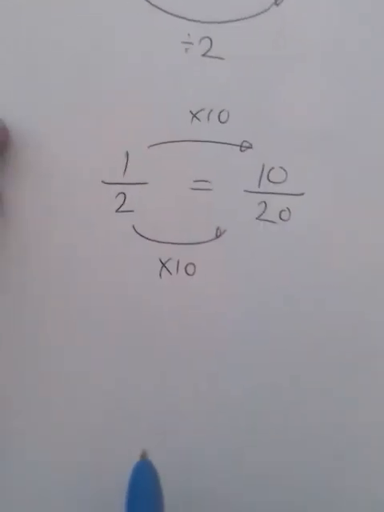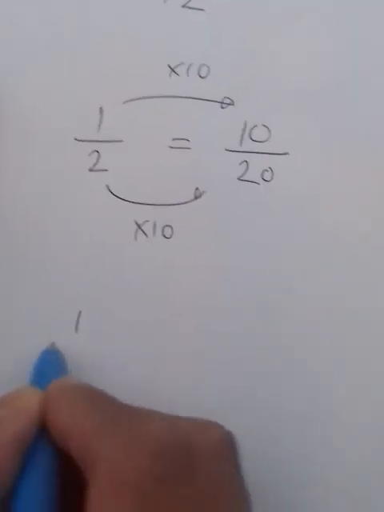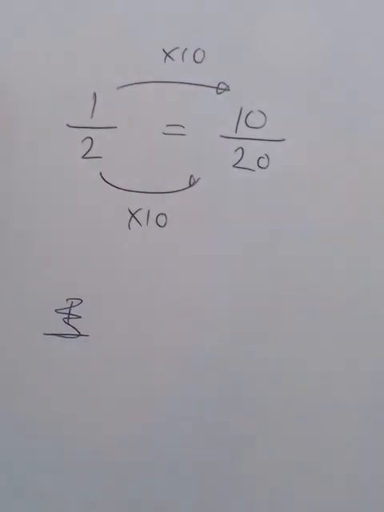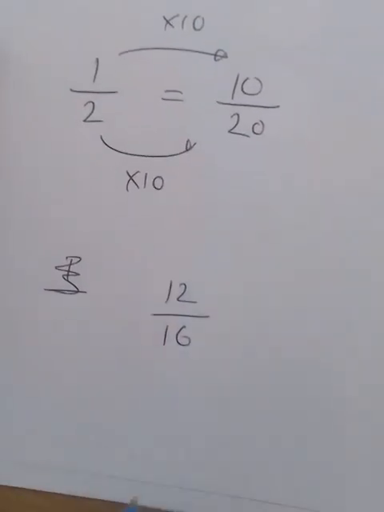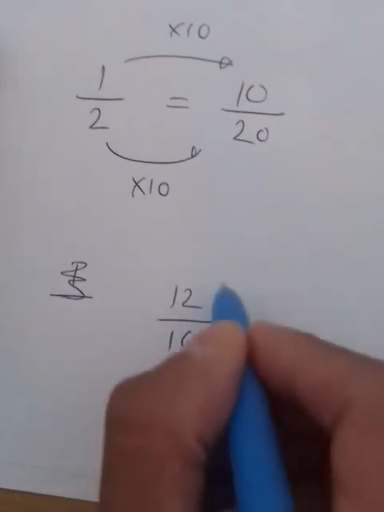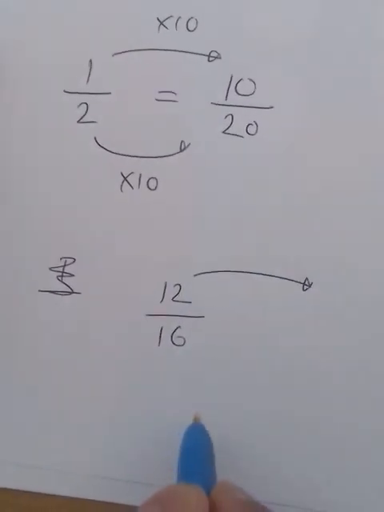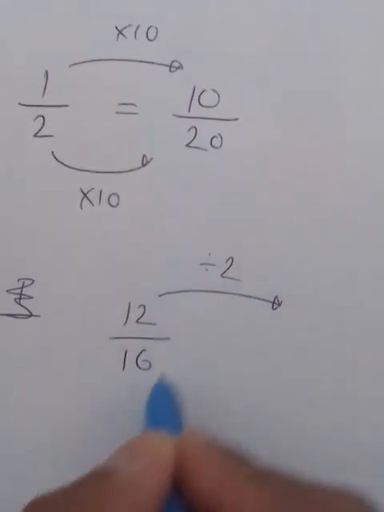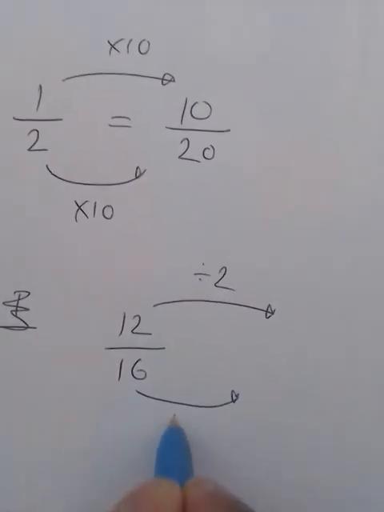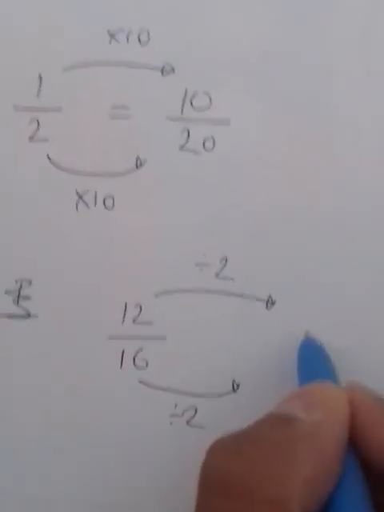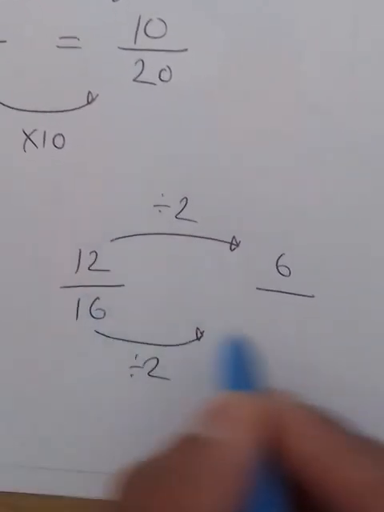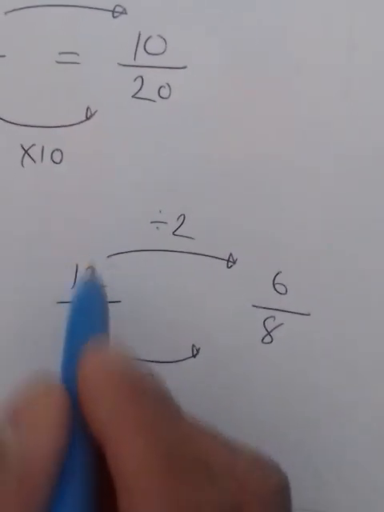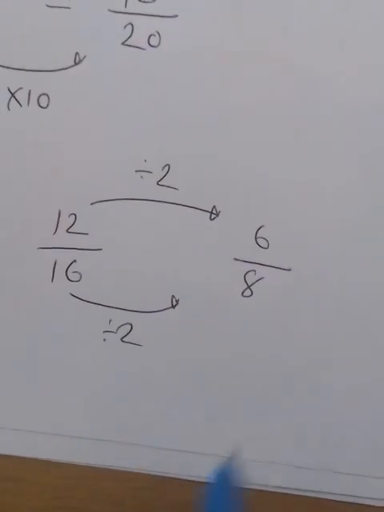Okay, we'll do it with another fraction. I've got 12 over 16. Now 12 out of 16, if I want to simplify this fraction, I can halve the top and halve the bottom. And I get 12 divided by 2 is 6. Half of 16, which is the denominator, is 8. So 12 over 16 is the same as 6/8.